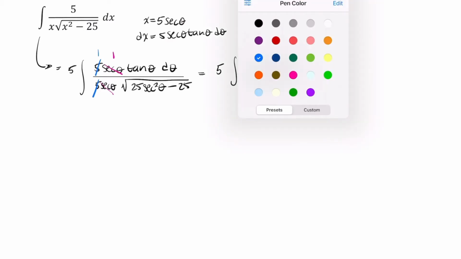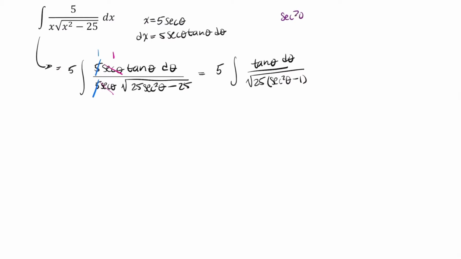Well, secant squared theta minus 1 is equal to tangent squared theta. So I can replace that. And of course, the square root of 25 is just 5. So this becomes 5 times tangent theta d theta divided by 5 times the square root of tangent squared theta. And so clearly we have some more things that become 1. 5 divided by 5 again is 1.